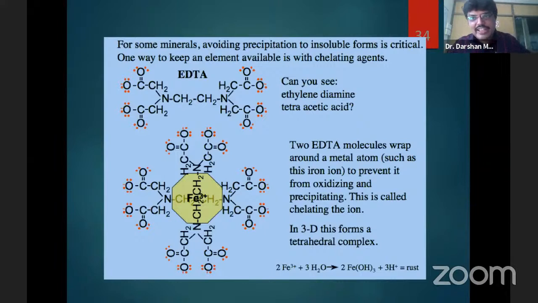You are aware of EDTA, all of you. EDTA acts as what? A chelating agent, yes or no? Okay, fine. What do you mean by the word chelation? Yes, trap ion. The meaning of the word chelation is to bind to the ion.